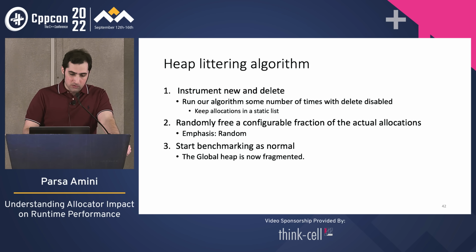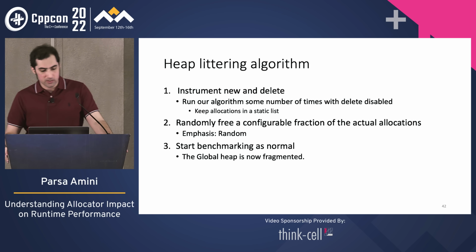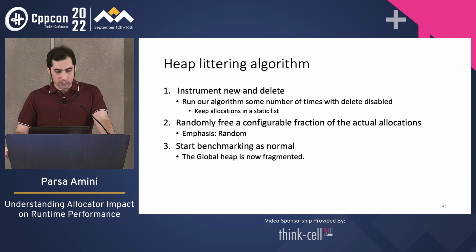How do we perform littering? Through this algorithm. We instrument new and delete. We run our program some number of times with delete disabled. So we allocate a lot, and we keep all those allocations in a static list, and then we randomly free a configurable fraction of actual allocations, really randomly, and then start benchmarking as normal. And now we have a global heap that is fragmented to the extent that we wanted.